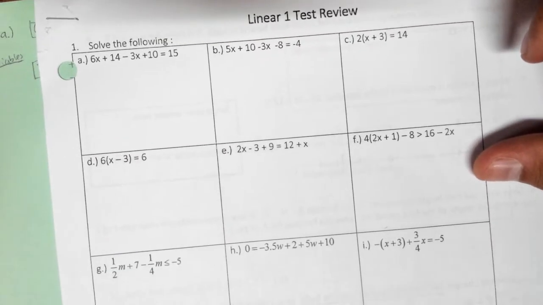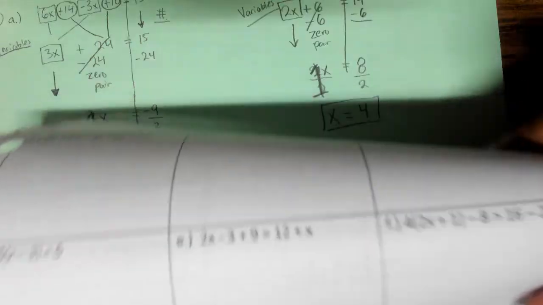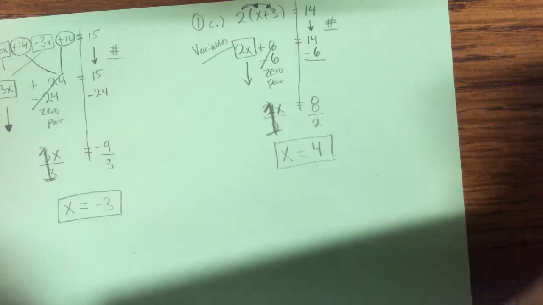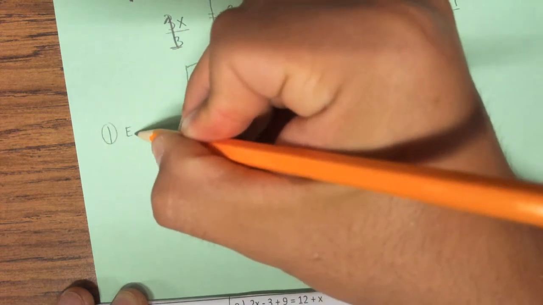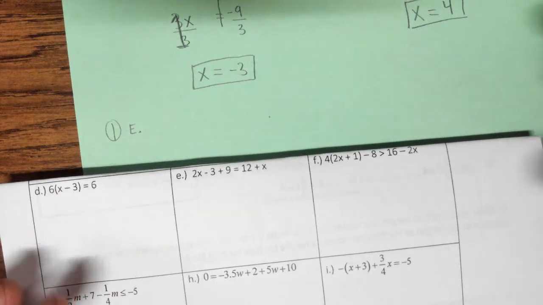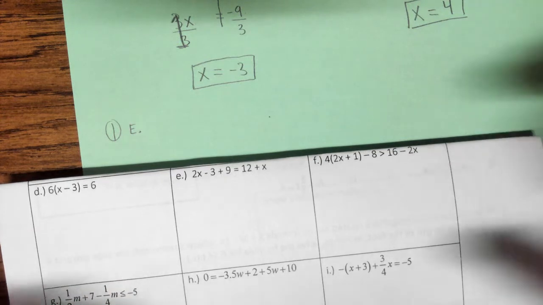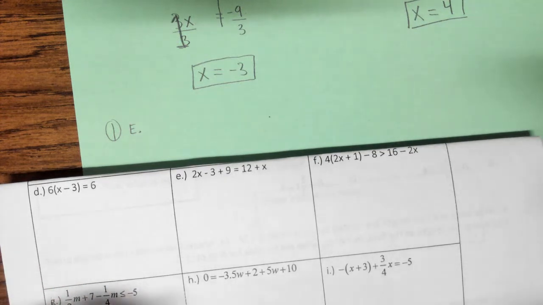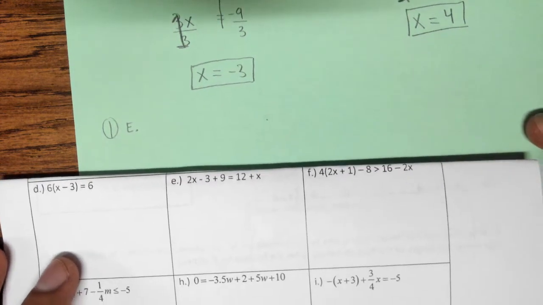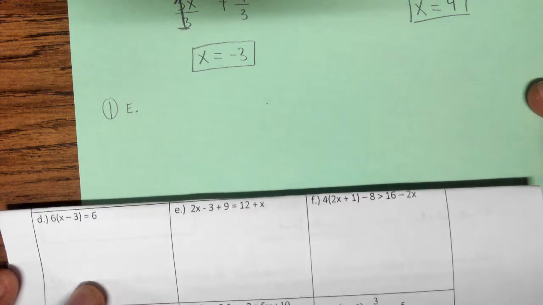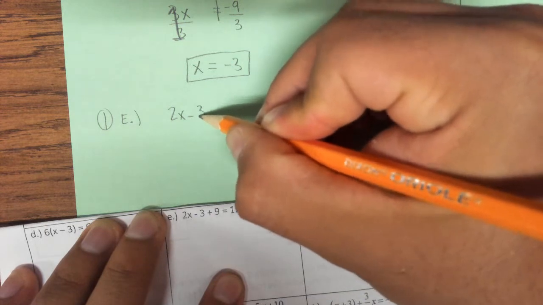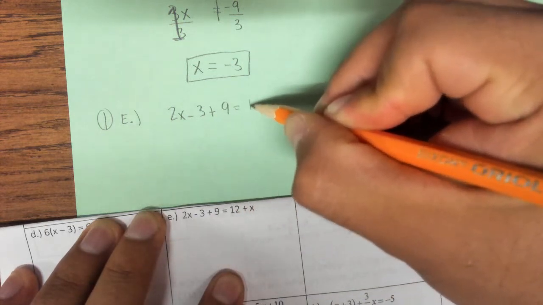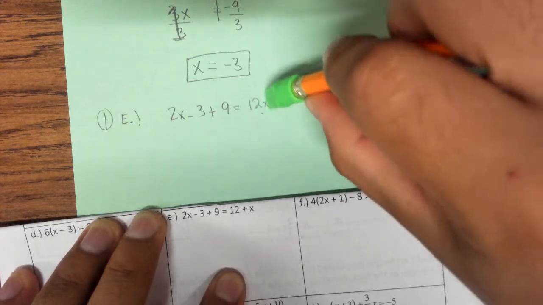We could jump down to, let's do E. So part E. Again, I said I wasn't going to work the entire thing or all of the problems. So I want to give you guys some problems that you can maybe try to do your own steps on and see if you guys can solve it. They should be very, very similar to the ones that I'm working. So we're going to go ahead and do E. Problem E says 2x minus 3 plus 9 equals 12 plus x.